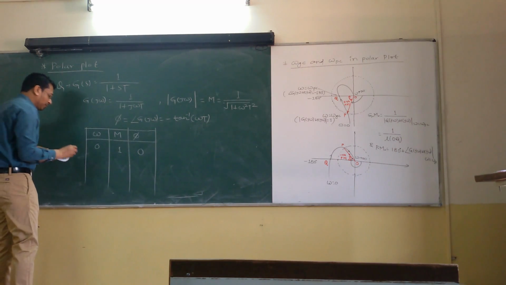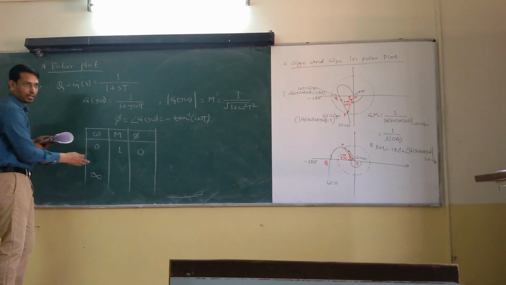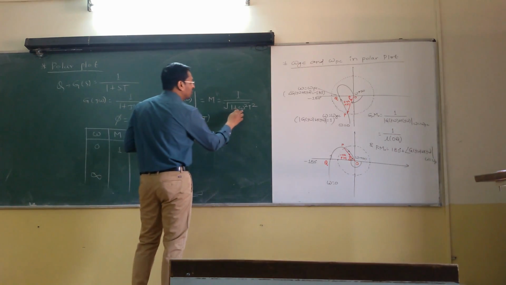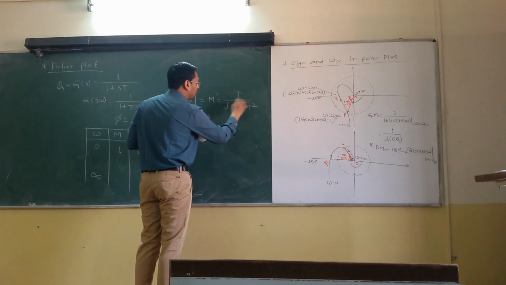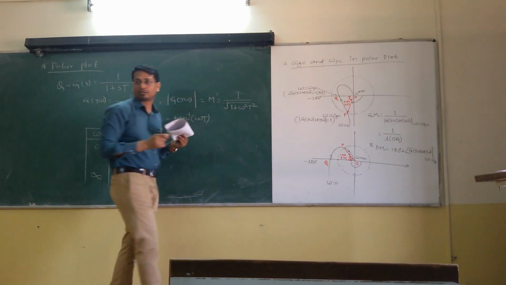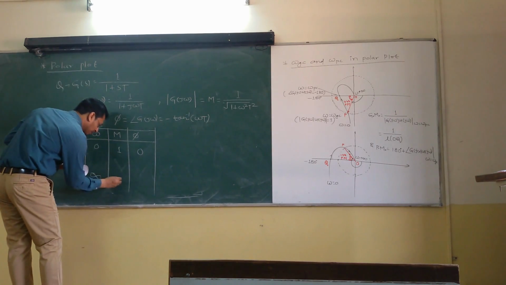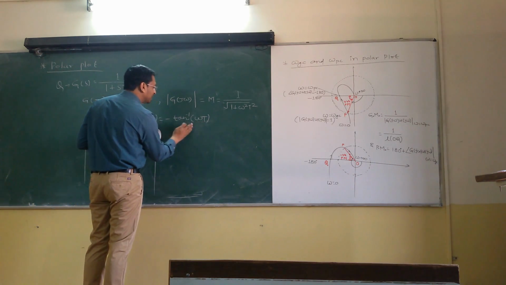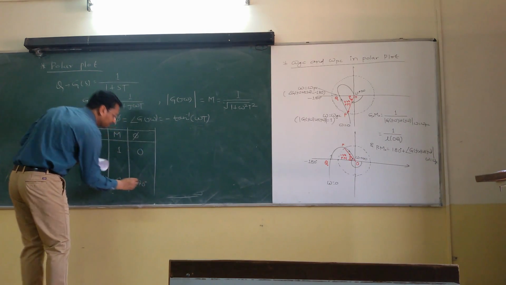Correct? Now we are going to take when omega tends to infinity. Leave a space between them. So when omega tends to infinity, you take the limit, it will be 1 upon root under 1 plus infinity. 1 plus infinity is infinity. Root under infinity is also infinity. 1 upon infinity is equal to 0. Correct? So this will be equal to 0. And if you take this angle, tan inverse infinity will be 90 degree. Here it is negative sign, so it is minus 90 degree.